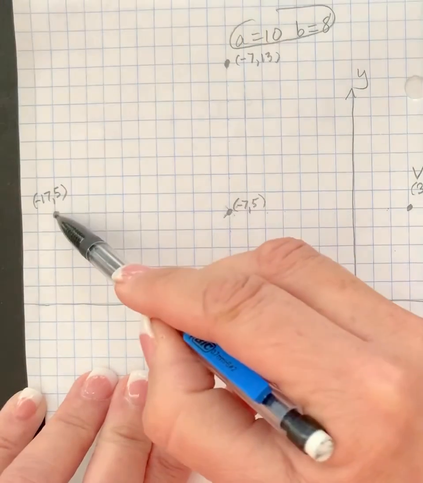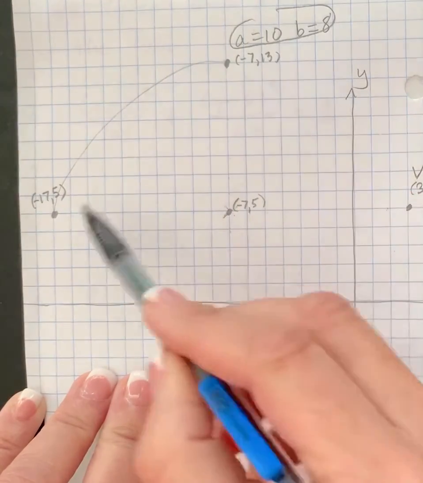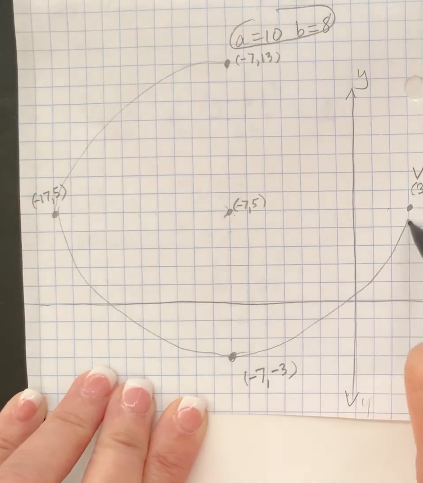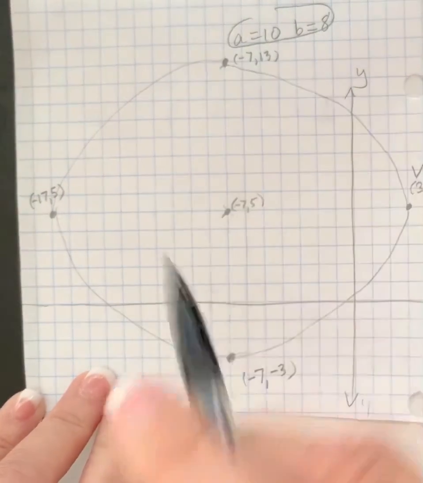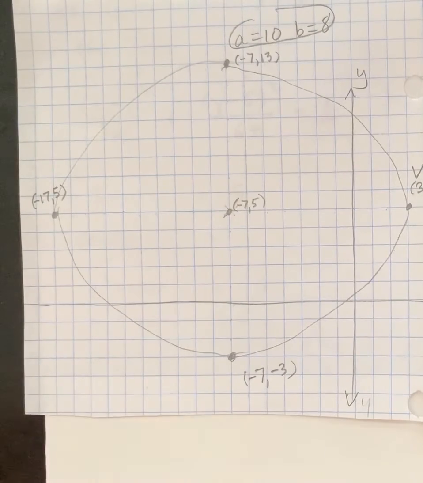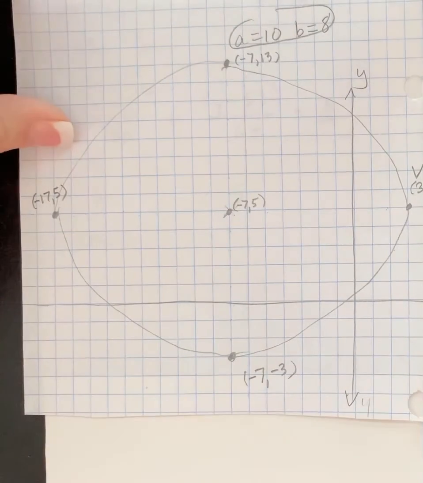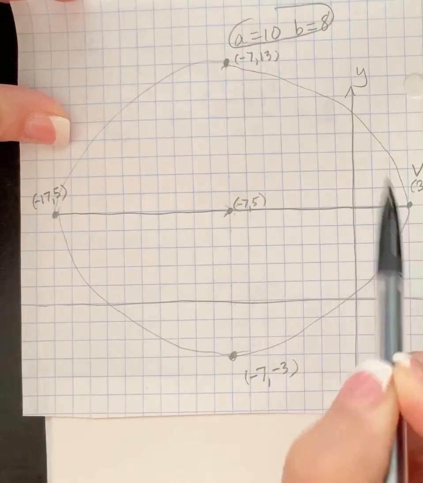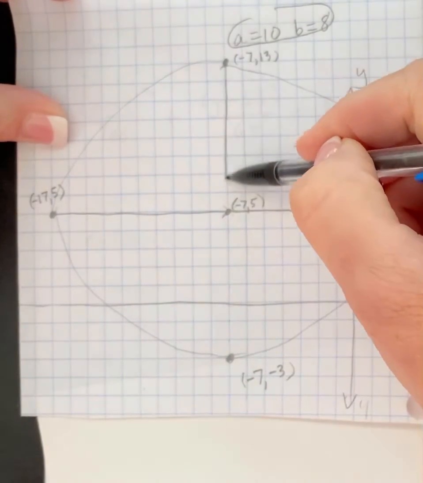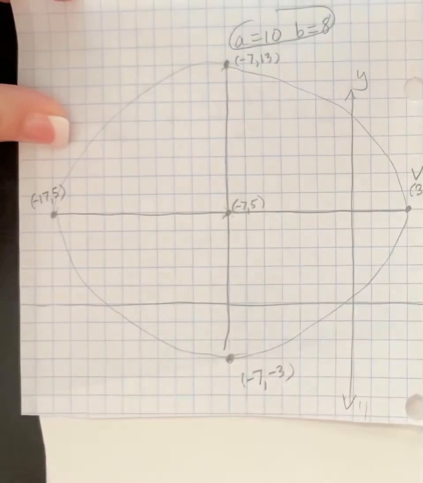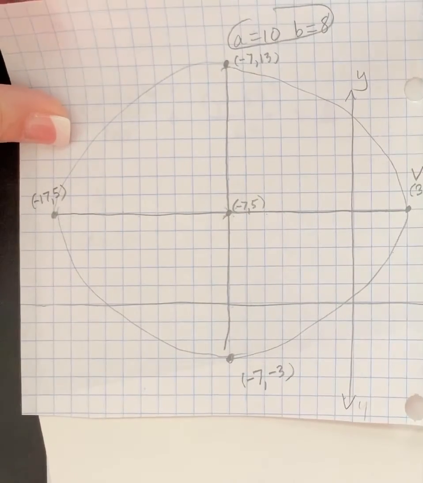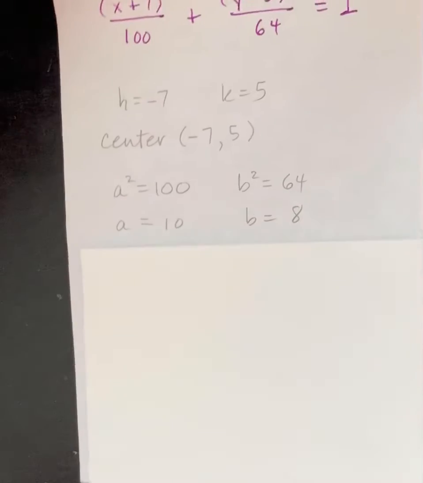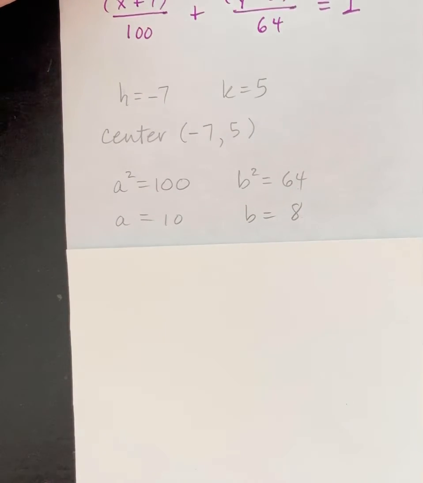Okay, and so then if you draw in your ellipse, I'm not very good at drawing these by hand, but that'll give you the basic idea of it. Okay, now, so this is the major axis here. And then there's the minor one.